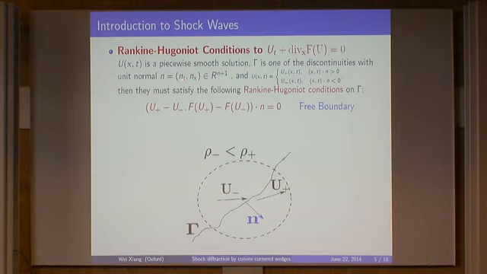In each domain, the solution should satisfy the equation classically. And along the discontinuity line, we can integrate by parts and get that it must satisfy the Rankine-Hugoniot condition: the jump of the flux dot the normal direction should equal zero. This is something like conservation. From the physical meaning, you can think of it as conservation of certain quantities.